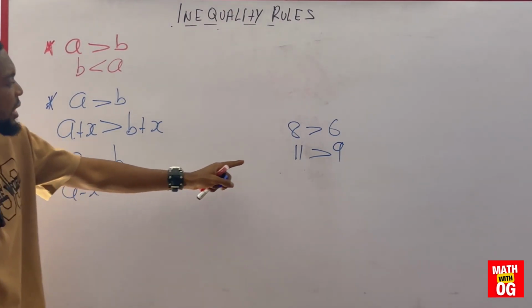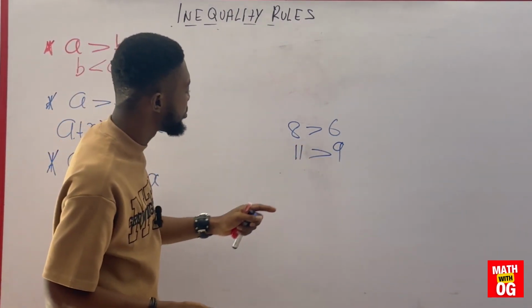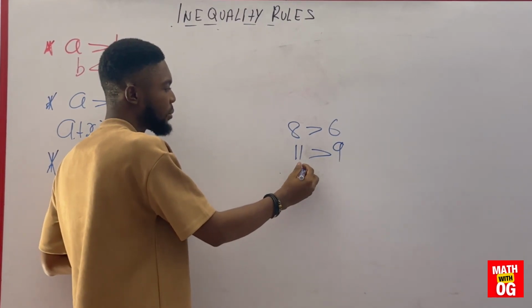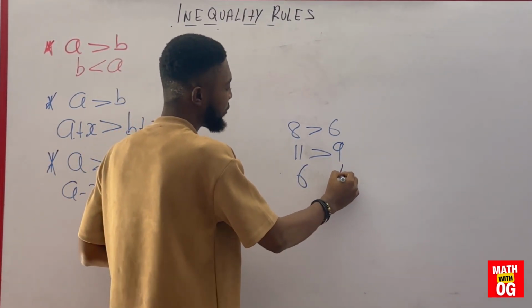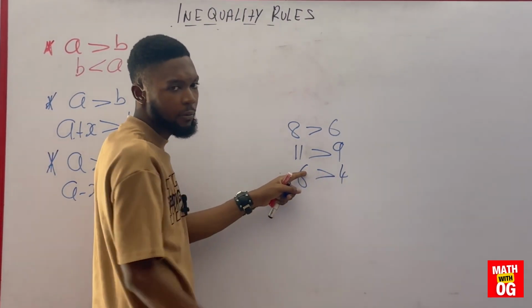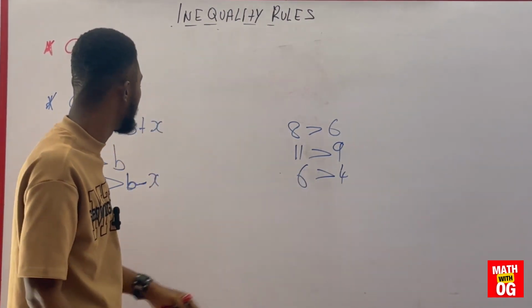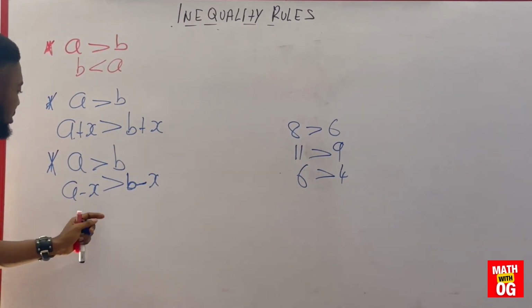So let's check. 11 is greater than 9, we all know. Let's subtract 5 from here. If I subtract 5 from here, I'll have 6. If I subtract 5 from here, I'll have 4. And it is obvious that 6 is also greater than 4. You see, subtracting from both sides, my inequality sign remains the same.